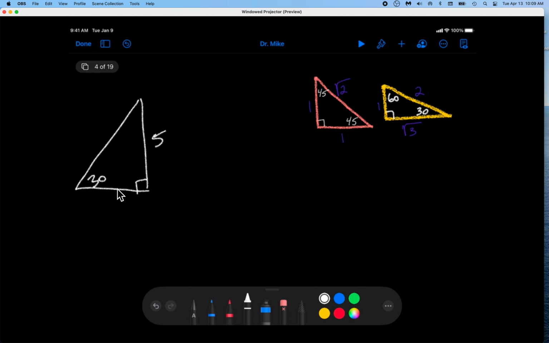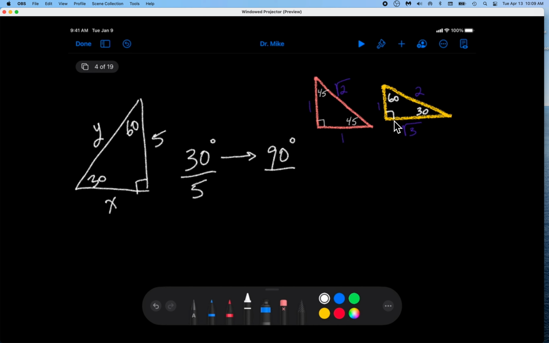Okay. This is a 30, 60, 90 degree triangle. If this is 30 and that's 90, this has to be 60. Okay. Now, we are trying to find the side opposite the 60 and the side opposite the 90. We already have the side that's opposite the 30, and we know that value is 5 right here. So let's first move to the side that's opposite the 90 degree.